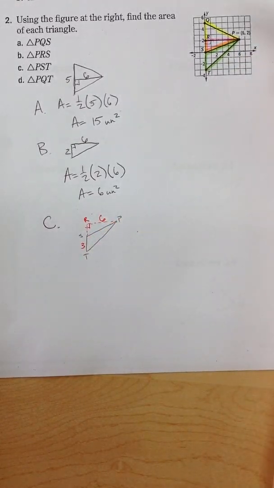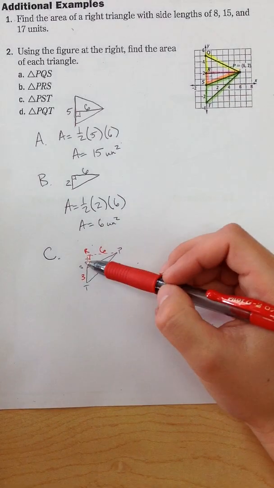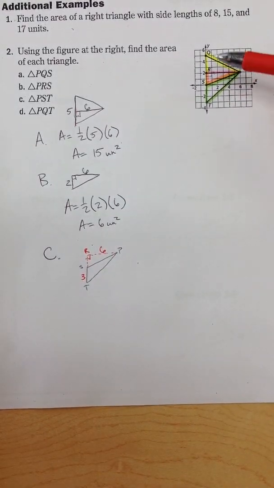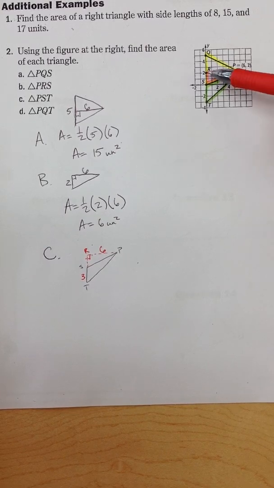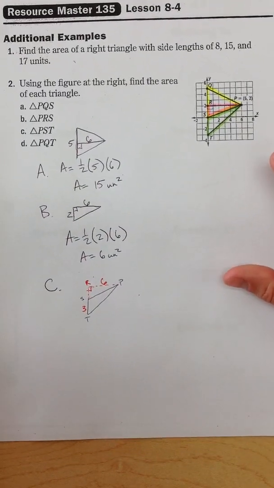When you do this, you don't count the distance from the R to the S that's outside of that triangle, because then you would be figuring out the area PRT instead of PST. Okay, so just be careful on that.